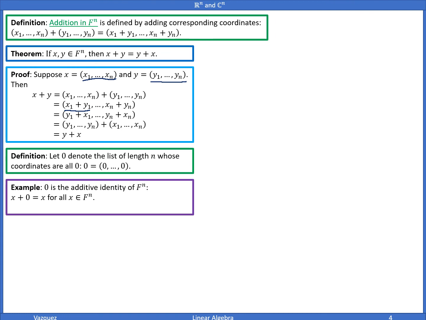So before we move on to the drawings, we have that 0 is the additive identity of Fn. And you can verify this on your own. You can add a list x plus the list of 0 and see that it just equals the list x for all x in Fn. So that shows that 0 is the additive identity. But again, right here, x and 0 are not numbers. They are both lists. Right? Because 0 and x are both elements of Fn.